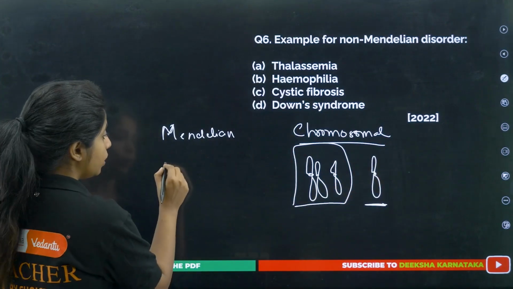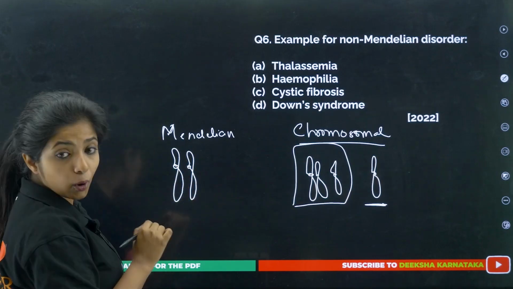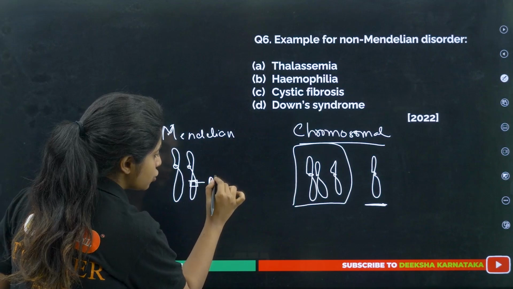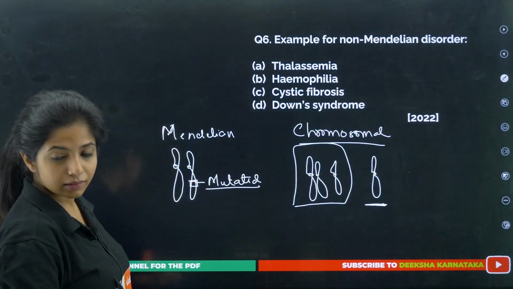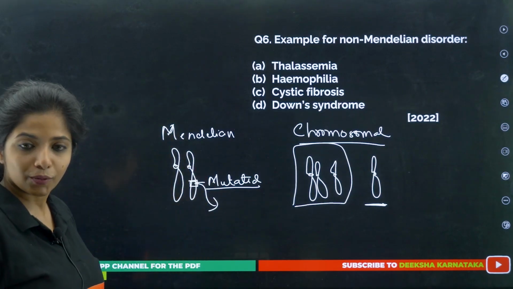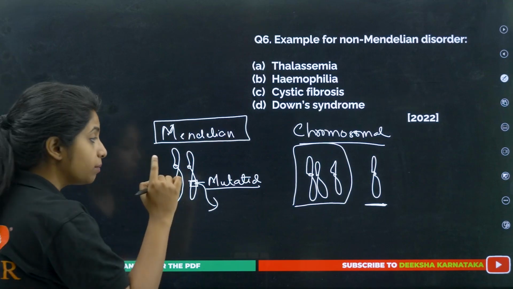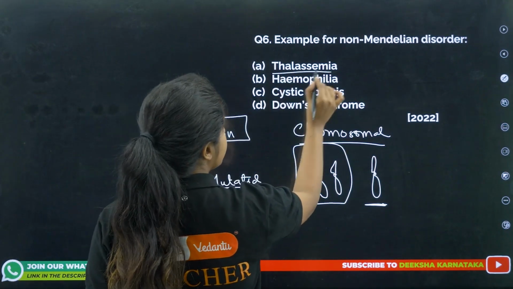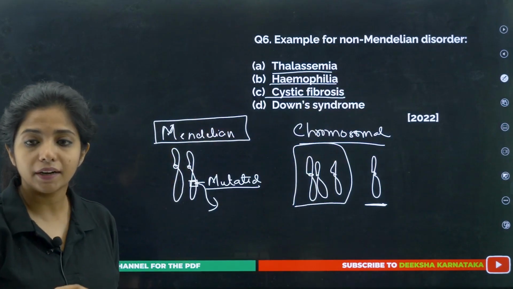But when you talk about, for example, one chromosome, they have a normal set of chromosomes. But the problem is that in the chromosome, there is one gene and this one gene is mutated. Whatever disease is caused by this mutation will come under Mendelian disorders. So it's talking about the genes, children. So you have certain diseases like thalassemia, hemophilia, cystic fibrosis, which all come under Mendelian disorders.